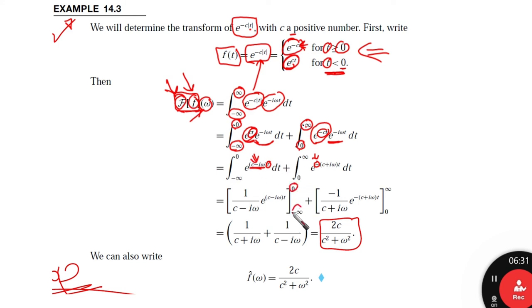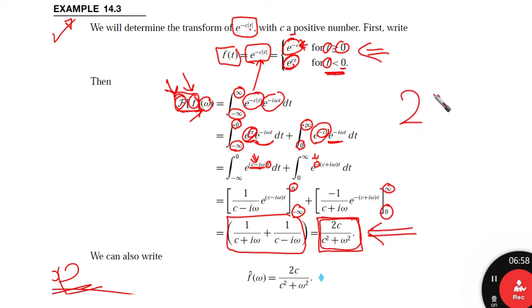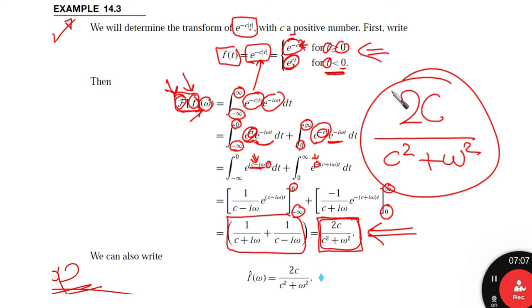We can use our calculus skills and get the integration of these two terms easily. We are going to end up with something like this, and then rearranging it, we end up with 2c over c squared plus omega squared. What is this? Yes, look at this deeply. It is 2c over c squared plus omega squared. Well, where is t here? There is no t here. But we have what? Exactly, omega.